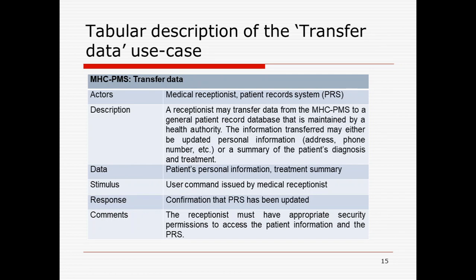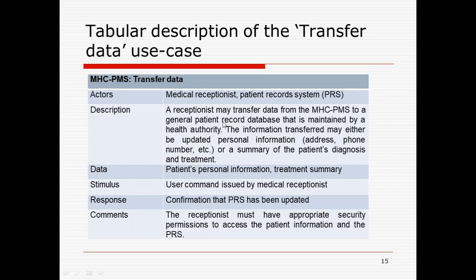The tabular description of the transfer of data use case that we have discussed in the earlier form is something like this. Transfer data, the actors are the medical receptionist and the patient record system, PRS. What this particular use case is doing is the receptionist is likely to transfer data from the mental healthcare patient management system to a general patient record database that is maintained by the health authority. And remember that this patient health record database is outside the system that is going to be developed. It is outside the mental healthcare patient management system. So this is also an outside entity.